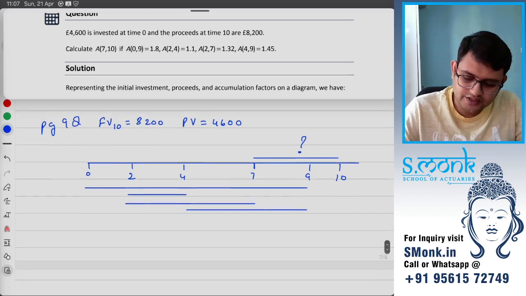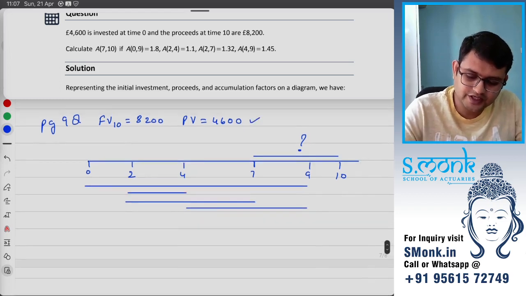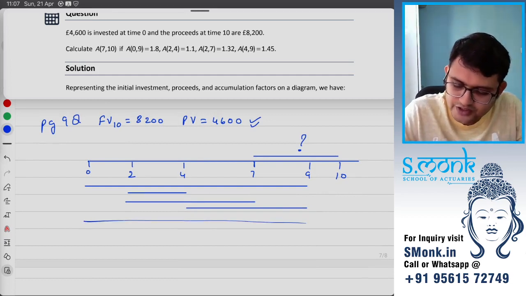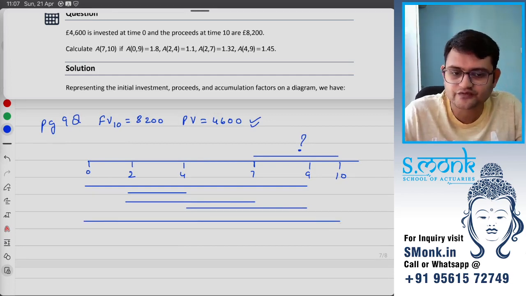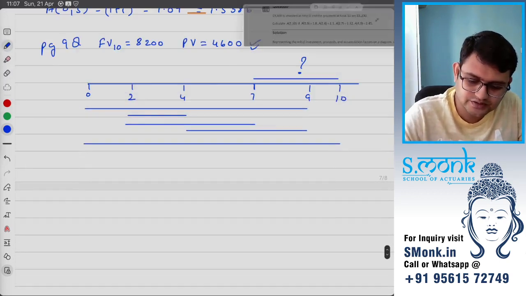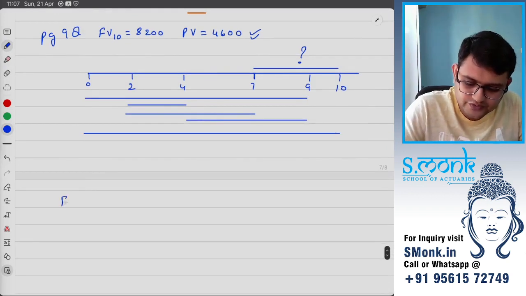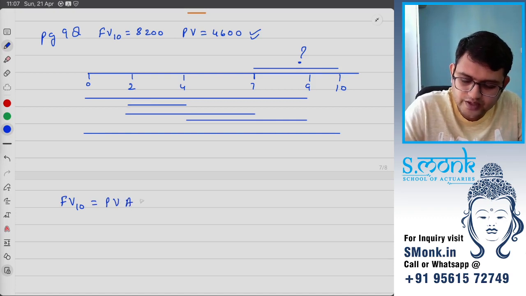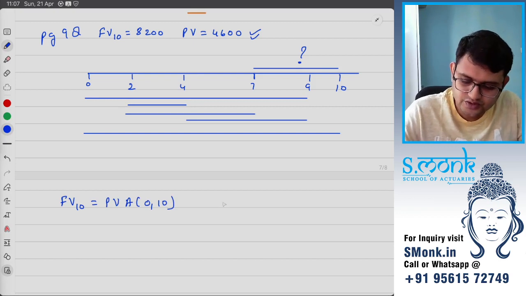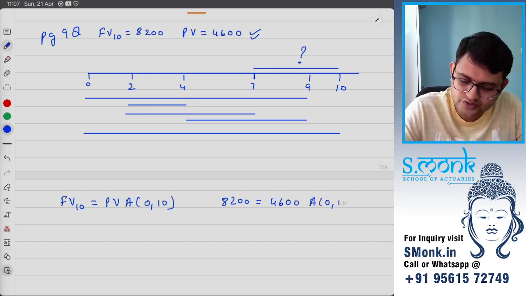Now the first thing is from the first statement. From the first statement we can actually find 0 to 10 as well. We can find the accumulation 0 to 10. How do we find that? We'll say future value at time 10 will be present value into accumulation 0 to 10. Right. So 8,200 is 4,600 into accumulation 0 to 10.